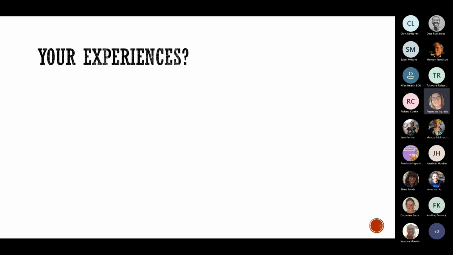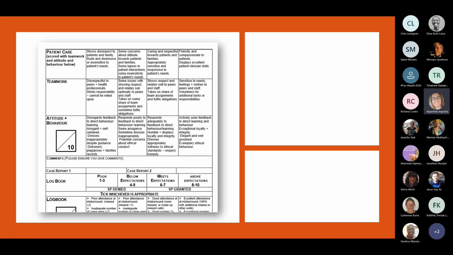So I reflected on my internal medicine space to see how we're doing in terms of assessing our students' professional behavior, their attitude, their patient care, and teamwork. And what's happened in our logbook is initially we used to score patient care, teamwork, attitude, and behavior as separate components. They got separate marks for them, and they were quite highly weighted.